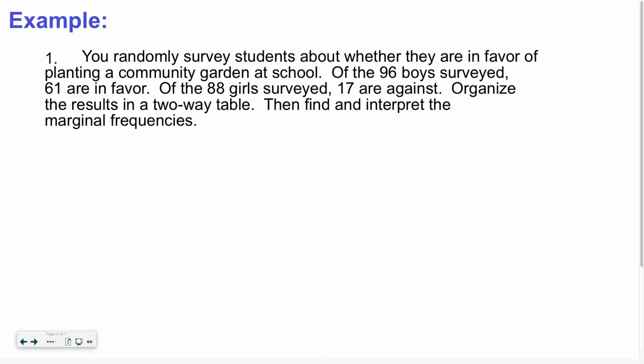So what do you think we can make rows or columns for this particular example? Kaylee? Rows for boys and girls. Okay. Columns for for and against. Okay, so we have two categories. We're grouping the students by gender, but then we're also grouping students by how they responded to the question. So one of those is going to be gender and the other is going to be voting, I suppose. So we'll say for, we'll say against.